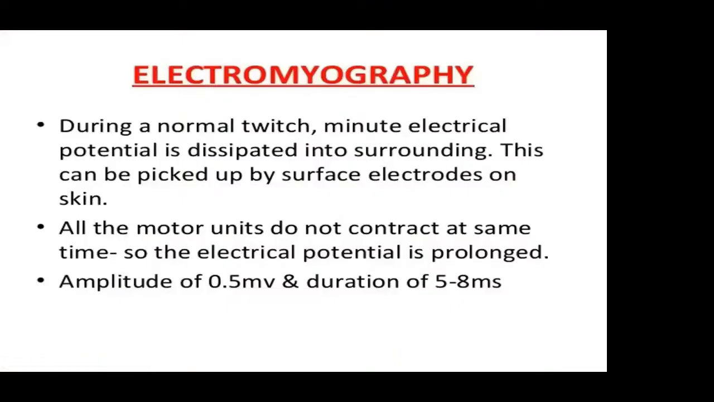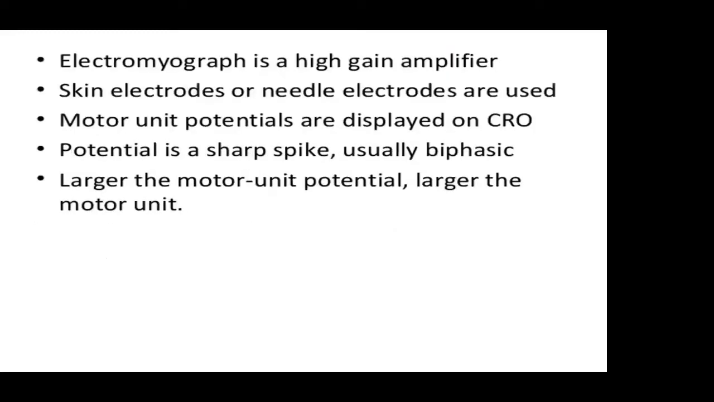Now, electromyography. During a normal muscle twitch, multiple electrical potentials are dissipated into the surroundings. These can be picked up by surface electrodes on the skin, and the procedure is electromyography. The electromyograph is a high gain amplifier. Needle electrodes are also used. Motor unit potentials are displayed on a CRO. The potential is a sharp spike, usually biphasic. Larger the motor unit potential, larger is the motor unit.